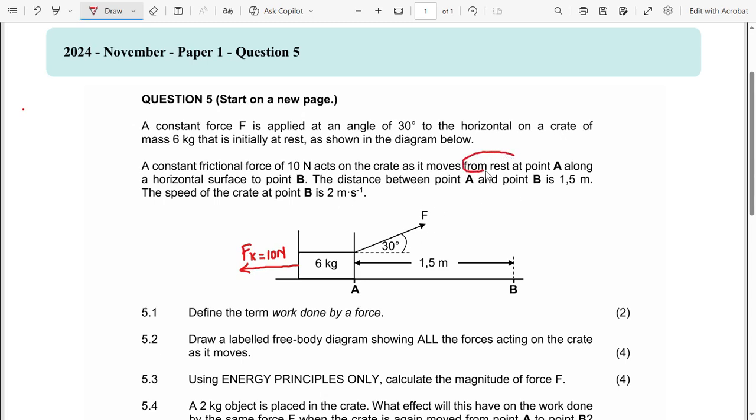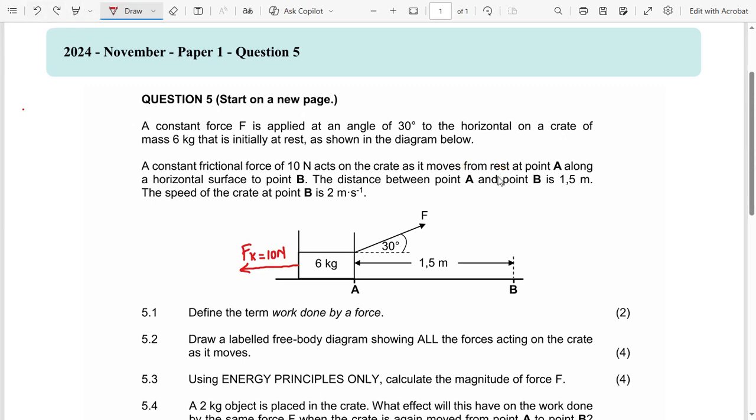From rest means that the initial velocity is 0. So I'm going to say from rest, my V initial is 0 meters per second, because I need to analyze this before I go into answering questions. The speed of the crate at point B: so this is my V initial, which is 0 meters per second, and then V final at B is given as 2 meters per second.